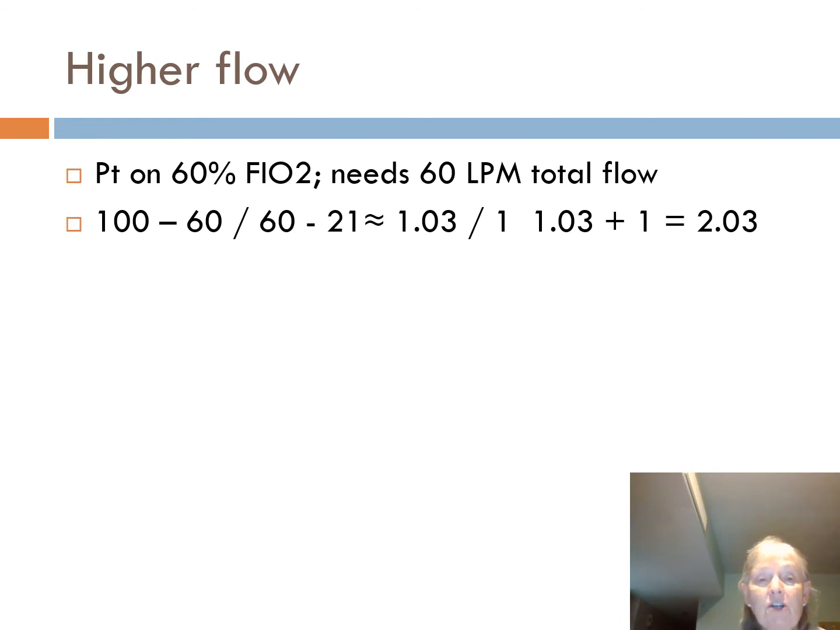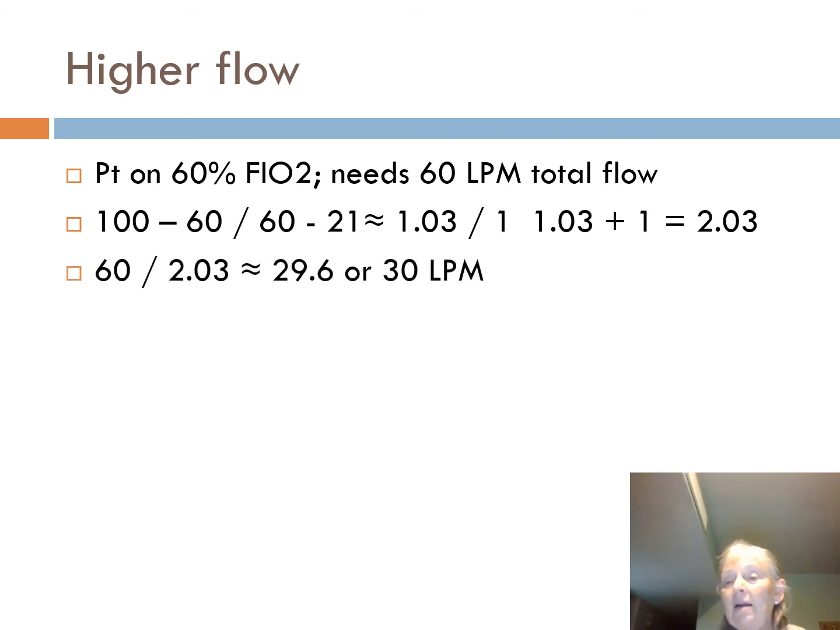So I've got to get my ratio. 100 minus 60 over 60 minus 21 comes to about 1.03 to 1. On your board, you can use a 1-to-1 ratio. Isn't that nice? Okay. So 1.03 plus 1 equals 2.03. I now know what the ratio is. For every liter of oxygen on my flow meter, I'm going to entrain 1.03 liters of air. So I've got to deliver 60. Well, 60 divided by 2.03 is right around 29.6 or 30 liters per minute, okay?